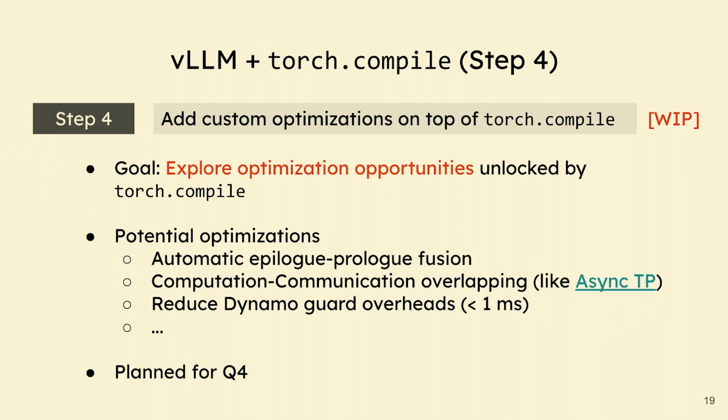Looking ahead, in Q4, we want to explore further optimizations with torch compile. For example, we want to add some custom compiler passes for new types of operation fusion, like fusing the epilogues and prologues of the quantized kernels. So please stay tuned for this one.